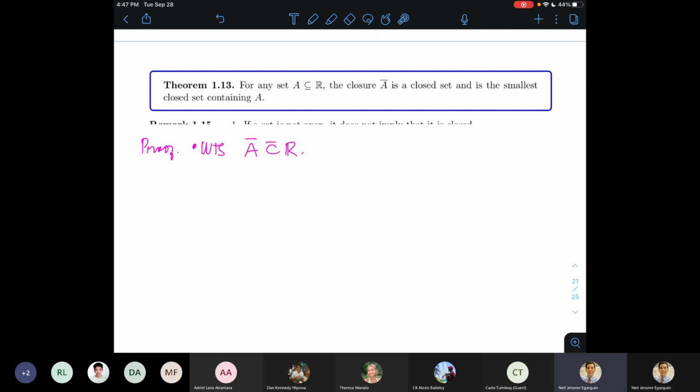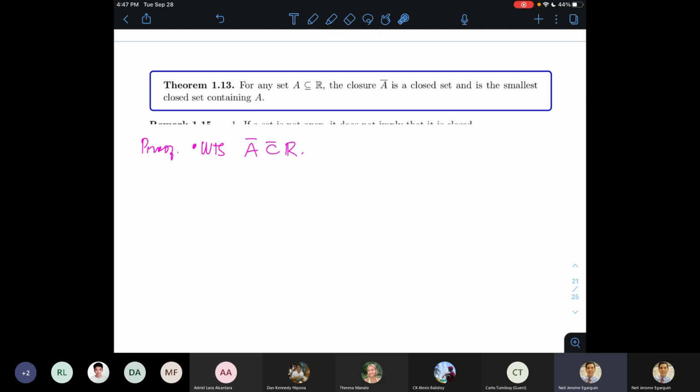Tapos siguro ngayon magigets niyo na kung bakit ito yung preferred notation ko sa closed set. Kasi para siyang closure, meron siyang bar sa ibabaw. And yung paglalagay ng bar sa ibabaw means taking the closure, meaning parang ginagawa nating closed set yung isang set that is not necessarily closed.